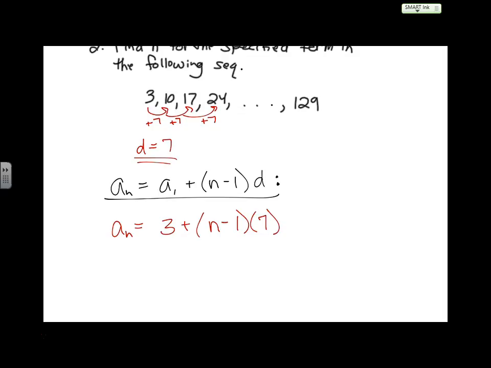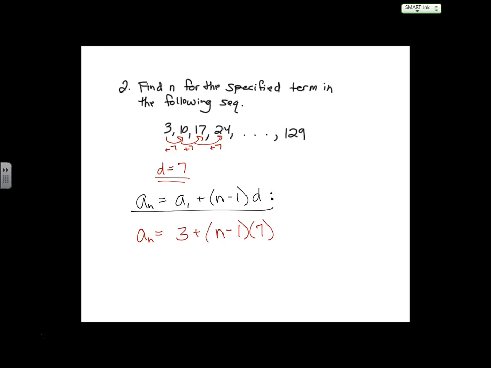Wait, what are they asking us for? They don't say find the nth term formula. They don't say find the 20th or the 10th or the 5th term. They're saying this sequence keeps going until it hits this number. When does it hit that number? So take 129 and say, here's an nth term, I want to know which n. I want to know when it's going to show up. So I can go ahead and plug in 129.